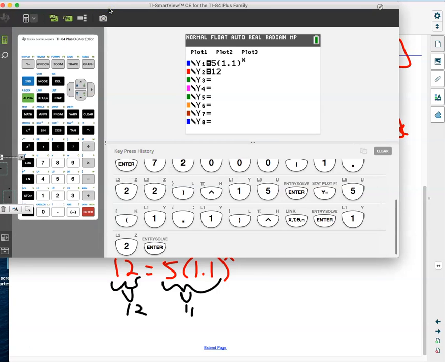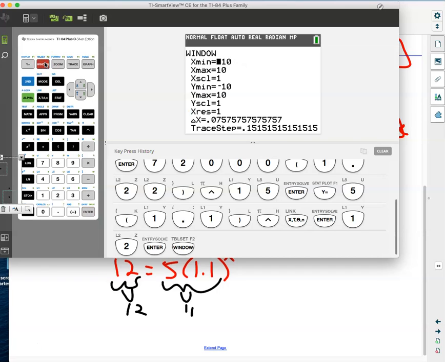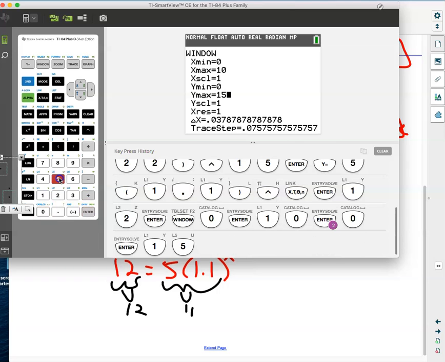Now I definitely need your help. I want to be able to see this, so it's window time. Obviously, we're going to start at 0 years. So let's just throw a guess out there. How many years do you think it'll take if they're increasing it by 10% each year to get to that 12? Try 0 to 10? We'll try that. If it's not enough, we can come back and fix it. And what do we have to be able to see? 12. So maybe 0 to 15 for the y's.